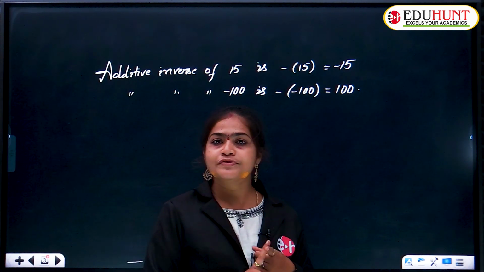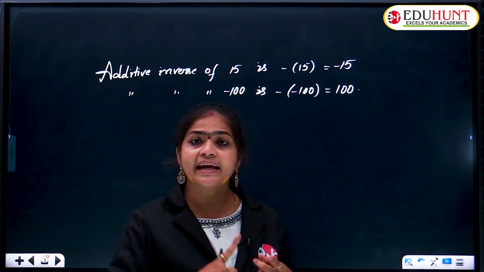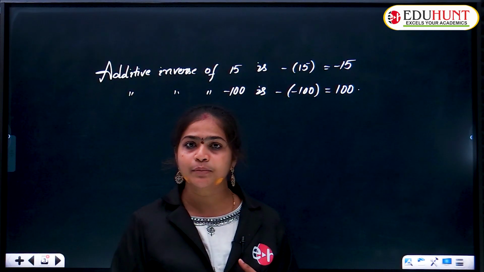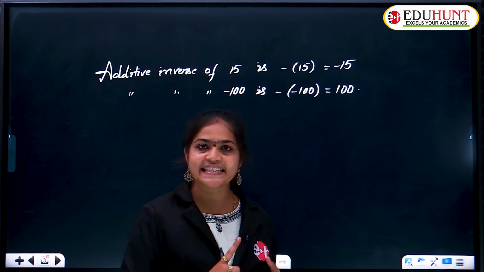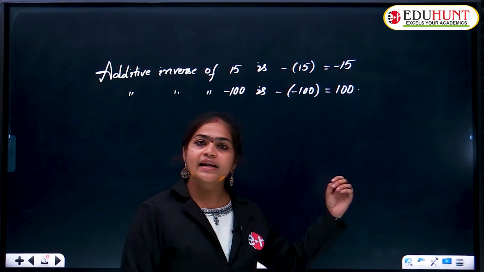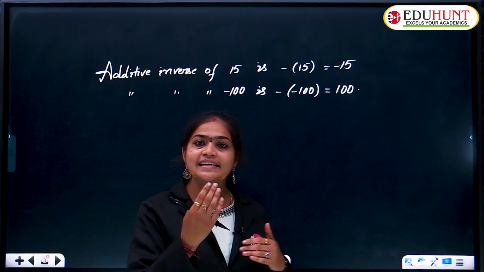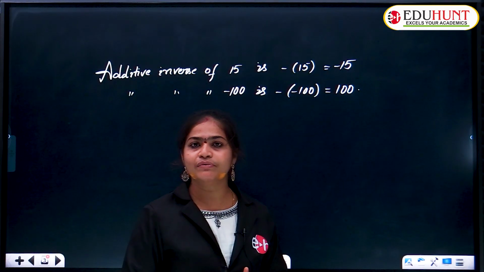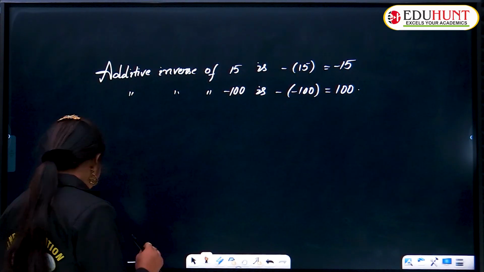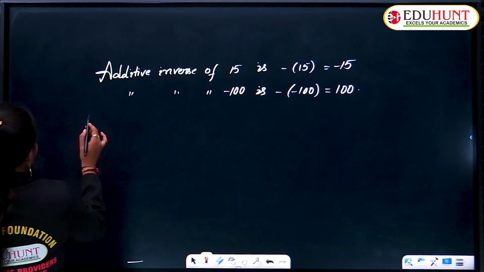What about the role of 0? Role of 0 is nothing but additive identity. What is the additive identity element? The additive identity element is 0. After that we have the additive inverse. What does additive inverse mean? By changing the sign we will get the additive inverse of the given number. Next we have the role of 1.